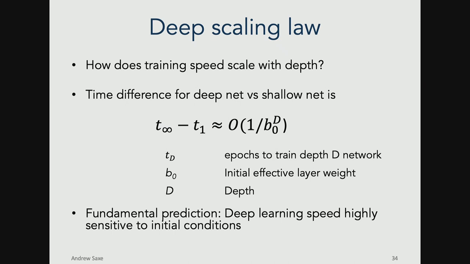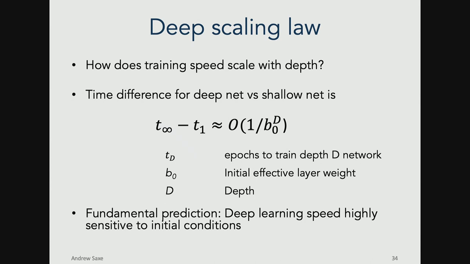And the result that we have is that this is strongly sensitive to the initial condition. So for a very deep network, the time to learn to a particular criterion compared to a shallow network is on the order of 1 over this initial weight strength raised to the power of the depth of the network. So what that means is if the initial weights start off very small, say this was 0.1, then 0.1 to the d, your learning time is exploding exponentially with depth. But if you were to manage to make this be roughly 1, then in fact, a very deep network would only be a finite time slower than the shallow network.